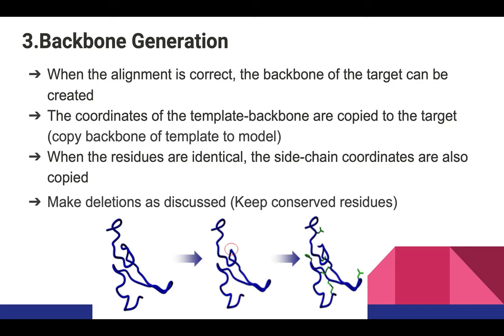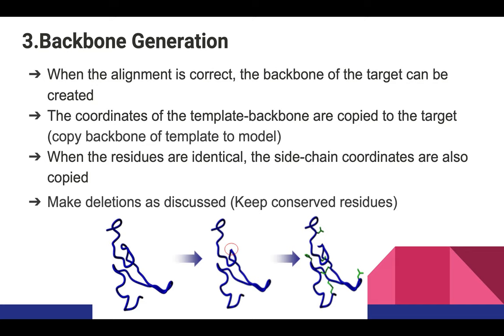A third step is the backbone generation. So when the alignment is correct, the backbone of the target can be created. This involves the coordinates of the template backbone, whereby they are copied to the target, so they copy the backbone of the template to the model, so it will be easier for them to build up your model later on.